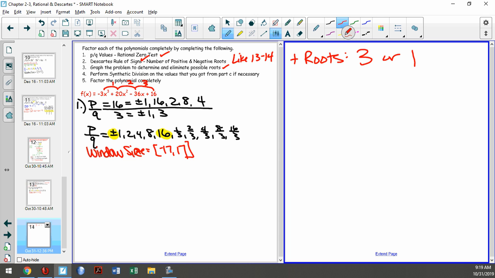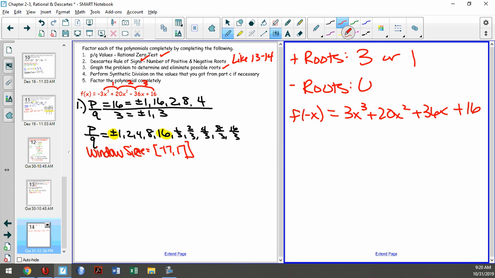Then I'm going to do my negative roots. And now I'm only going to change the signs of which powers? The odd powers. So my f at negative x is going to become a positive 3x cubed. I'm going to keep the positive 20x squared, change that to plus 36x, and then keep the positive 16. How many sign changes do I have there? 0.